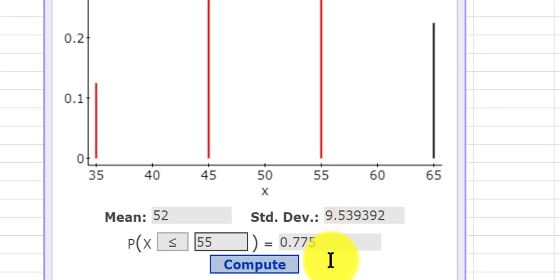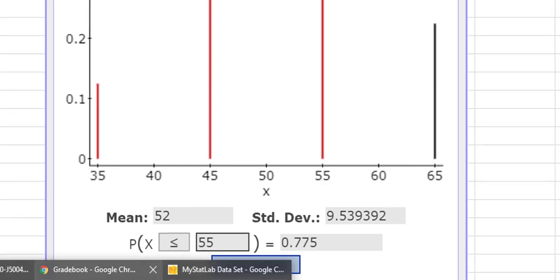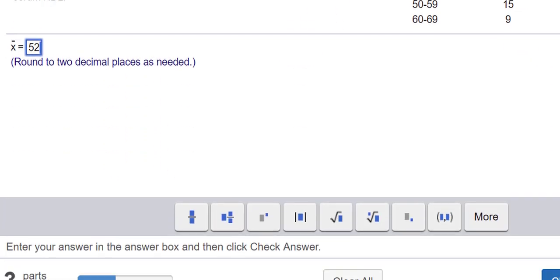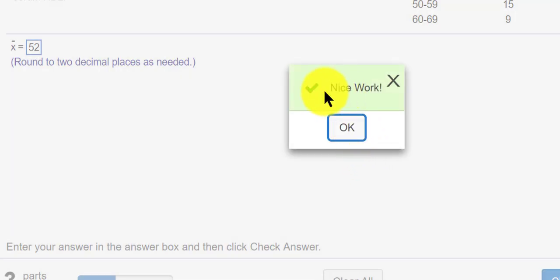So let's enter this information. So the mean was 52. So I'll type in 52. It says round to 2 decimal places, but we did not need to. And I'm going to select check answer, and we get the nice work with the green check mark.